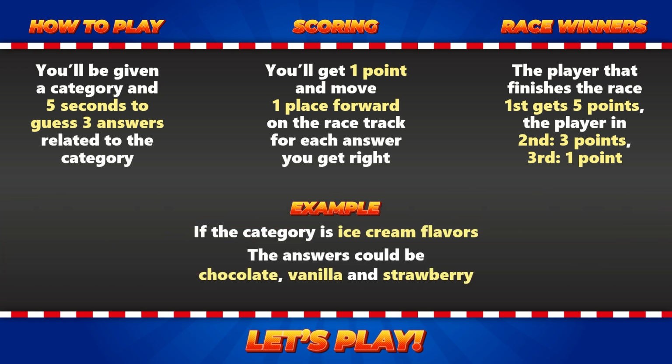When a player finishes a race, they will win 5 bonus points, and the player or players in second will get 3 points and third 1 point. The instructions also share an example to give players an idea of how the game is played. Once you've gone over the instructions, click Let's Play to begin.